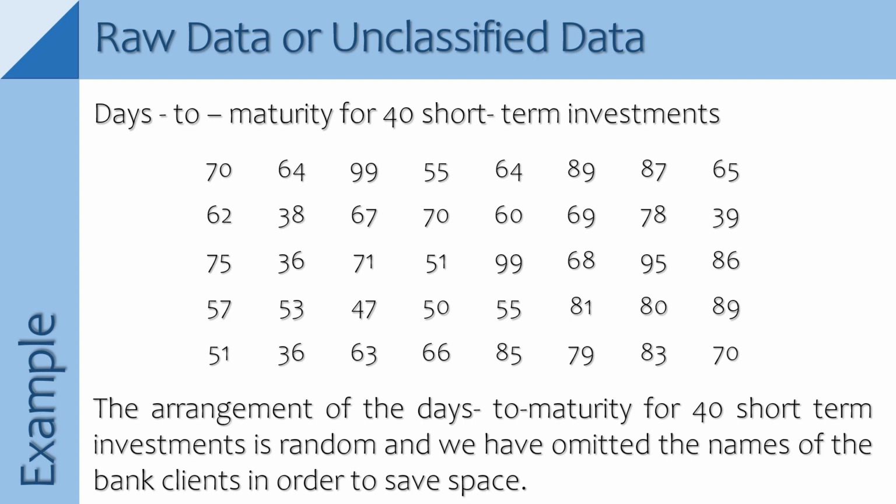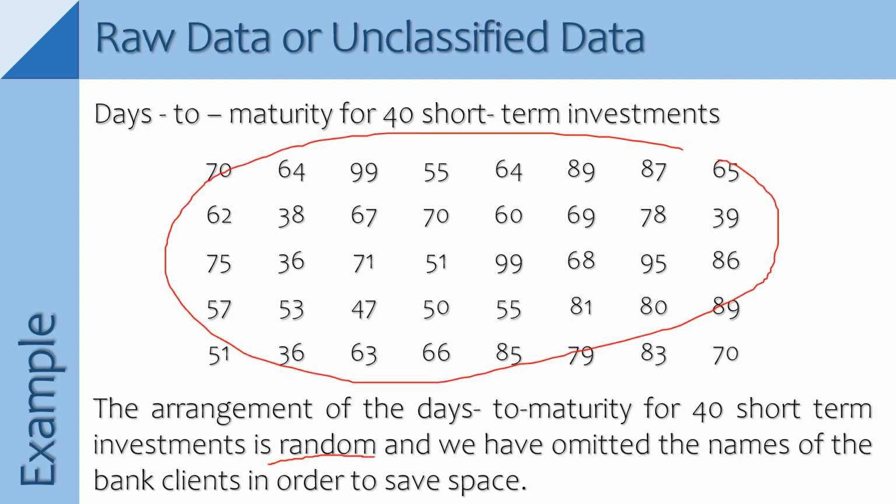The arrangement of days to maturity of 40 short-term investments is random, and we have omitted the names of the bank clients in order to save space. Here only the numbers are needed, so it is not necessary to write the names of the bank clients. And just like what I said before, those data here are randomly collected and written.